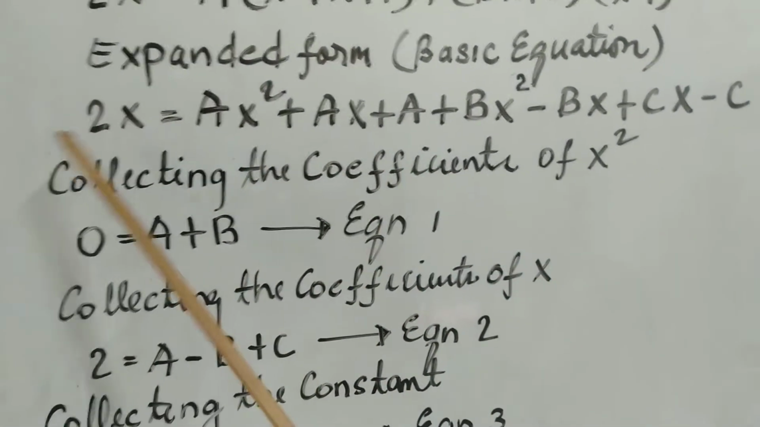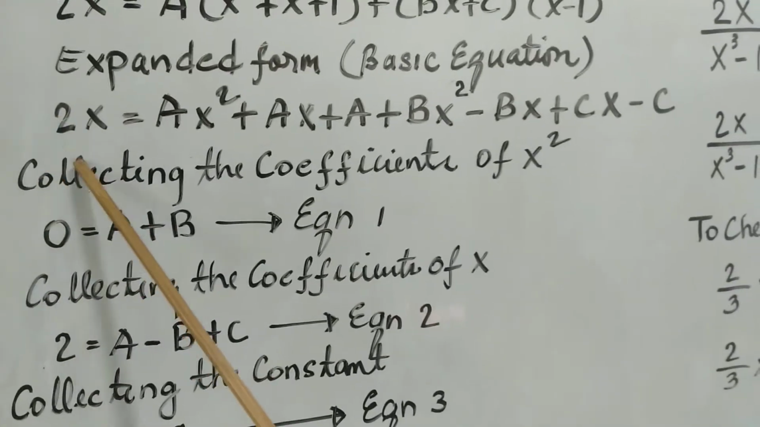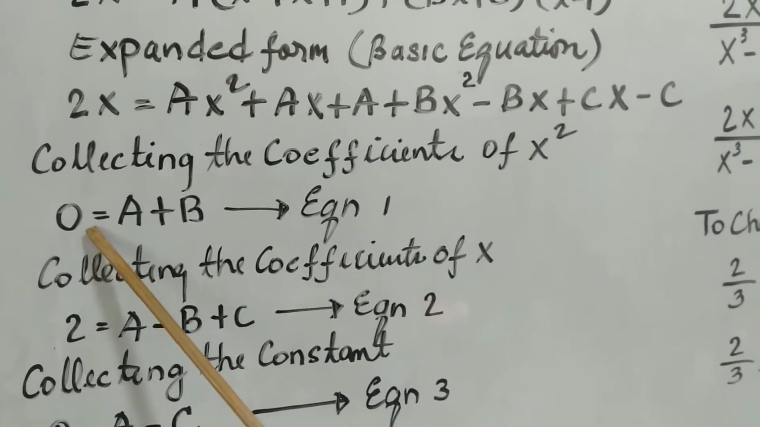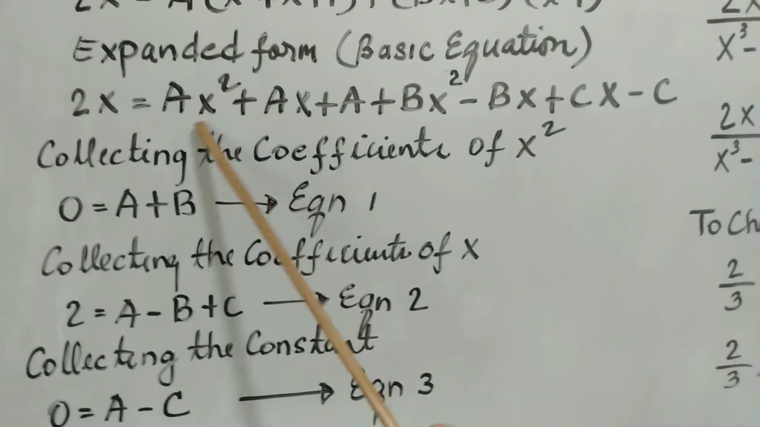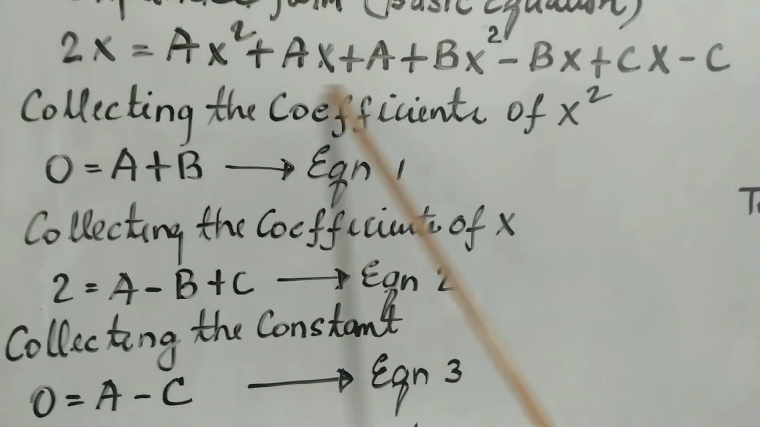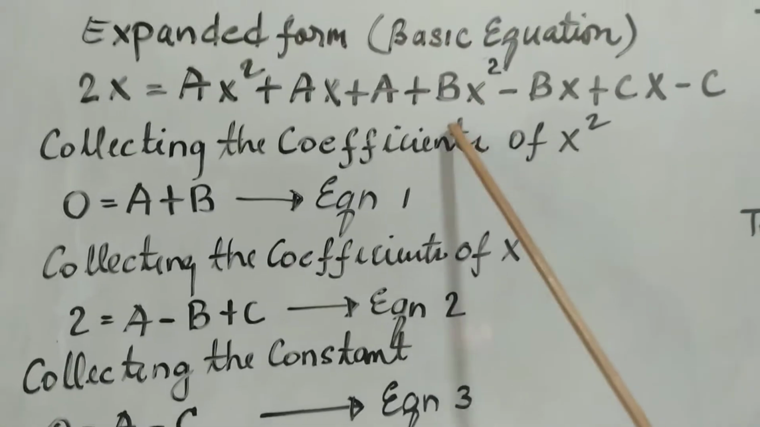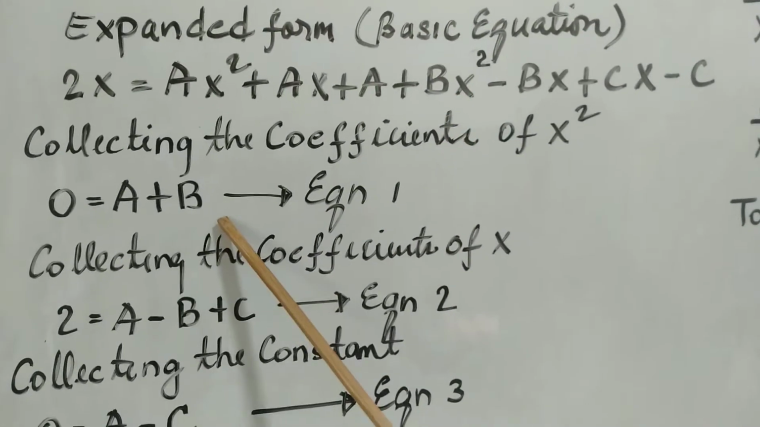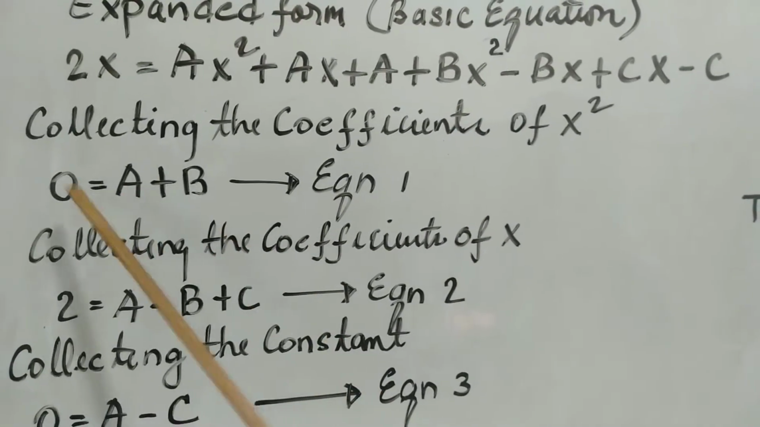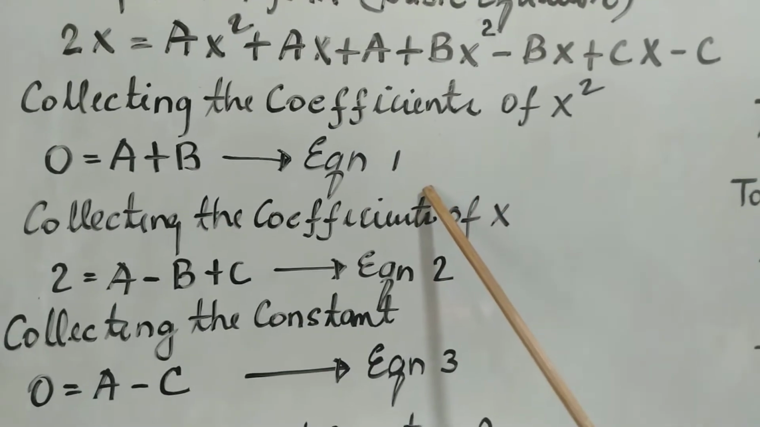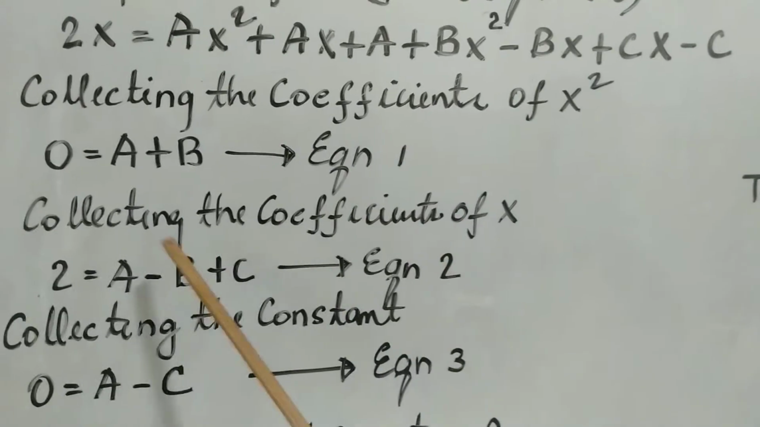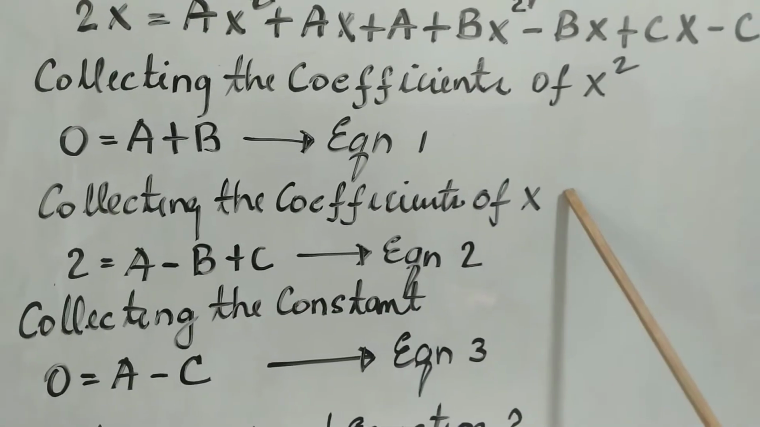First, we're going to collect the coefficients of x squared using the basic equation here. So as you can see, there's no x squared here, so that is 0. The coefficient of x squared here is A, and in Bx squared, the coefficient of that is B. So we now have one equation, call this one equation 1.